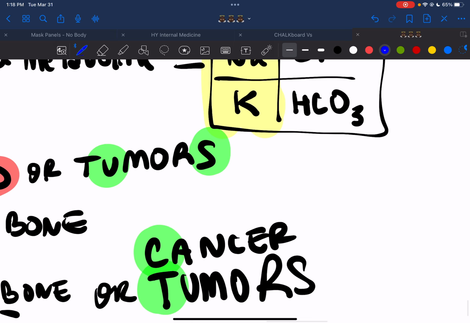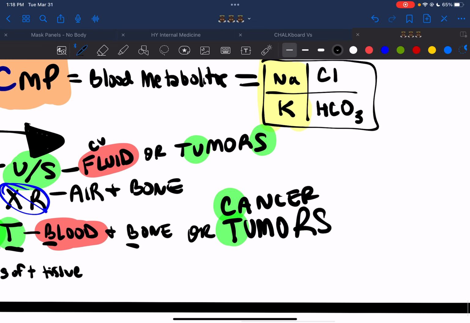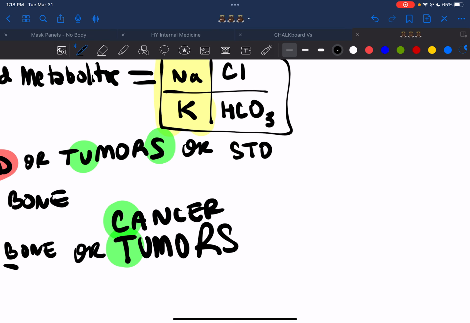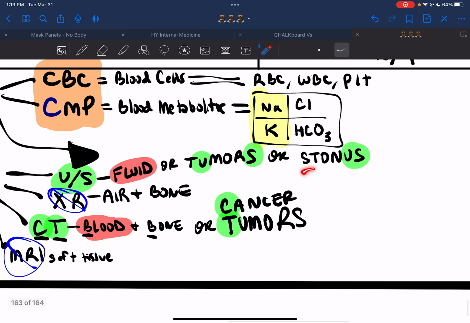So it's just good. What I'll add to that for ultrasound is any cyst that has fluid in it, right? Cysts are like balls of fluid, so you'd use ultrasound. For any kind of stones, right? So watch this. Kidney stones, it's stones, so it's a US, right? Kidney stones use ultrasound. Gallstones use ultrasound. Yeah, you get the point. Stones, ultrasound.